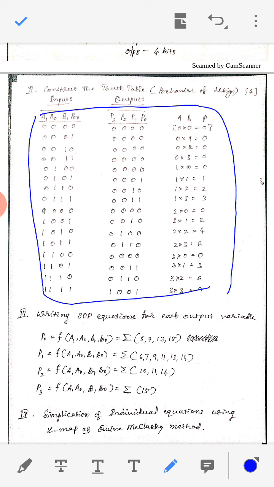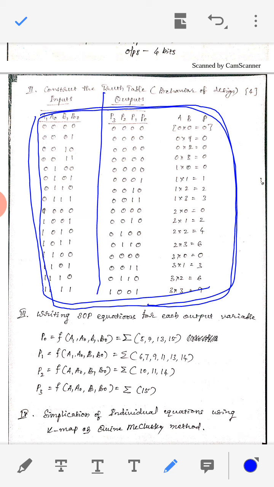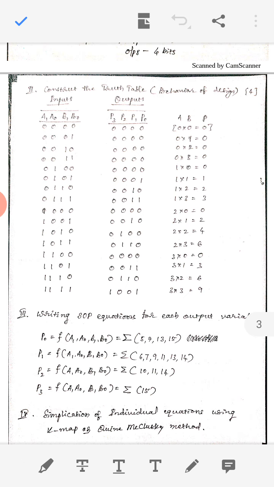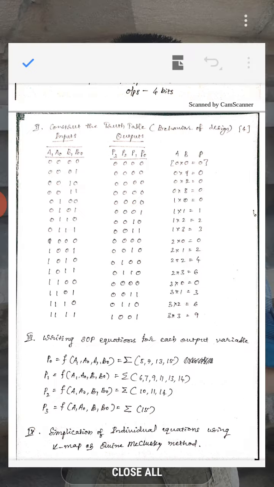For the problem statement, we are writing the truth table. This is the input and this is the output. From the truth table, we need to write the equation.